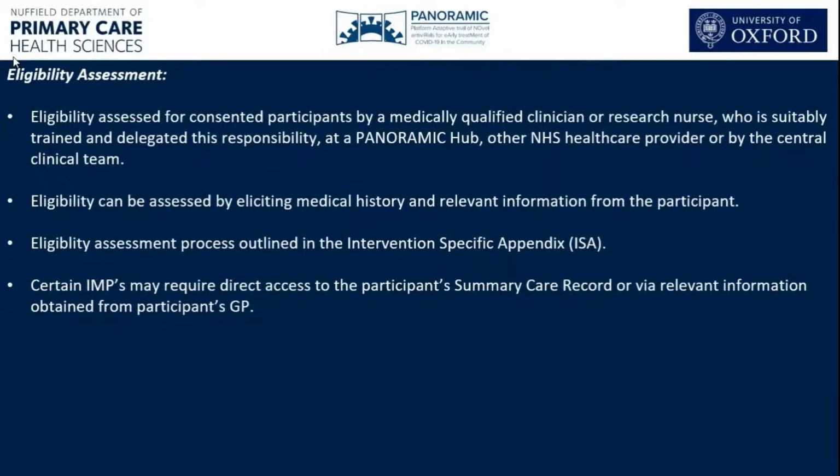Eligibility will be assessed for consented participants by a medically qualified clinician or research nurse who's suitably trained and delegated this responsibility at either a Panoramic hub, other NHS healthcare provider, or by the central team here. Eligibility can be assessed by taking medical history and relevant information from the participant, and the eligibility assessment processes are outlined in the intervention-specific appendix. Certain IMPs may require direct access to the participant's summary care record or relevant information obtained from the participant's GP.